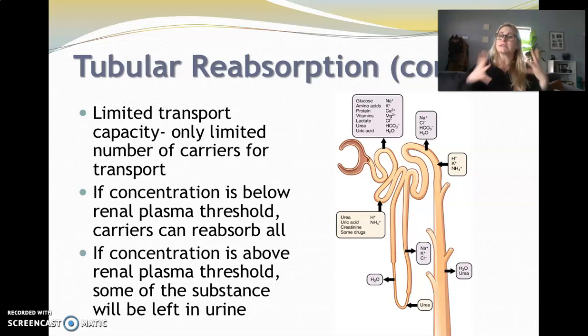Now, if you have a ton of glucose in your blood, like people that have type 1 or type 2 diabetes, then your transport carriers are not going to be able to get everything, meaning that a lot of that glucose is going to stay in the urine, which is one of the biggest symptoms of diabetes. We end up having frequent urination as well as that sweet smelling urine if it is a really, really extreme case.